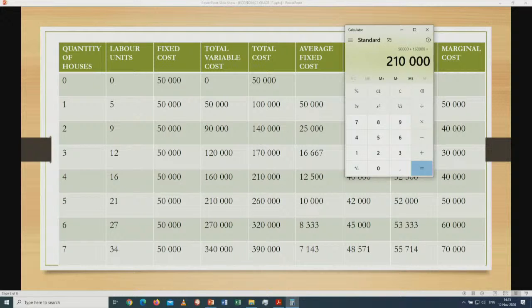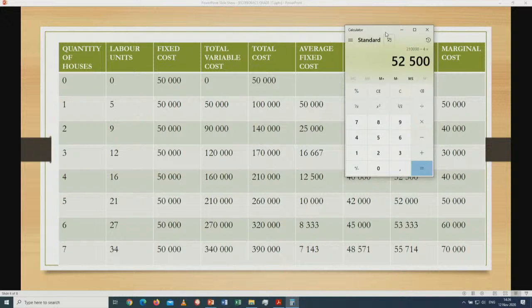But now, if you want to know of this 210, how much can we apportion more or less to each of the houses? Then we take the 210 and divide it by the number of houses that we wanted to build. Then it must give us our average fixed cost. What did we do here? Let's see. Our total cost.